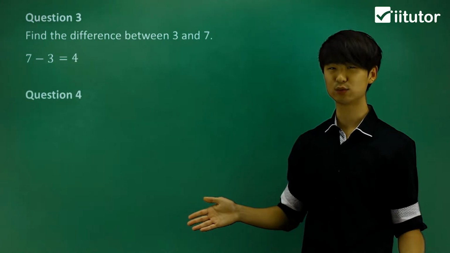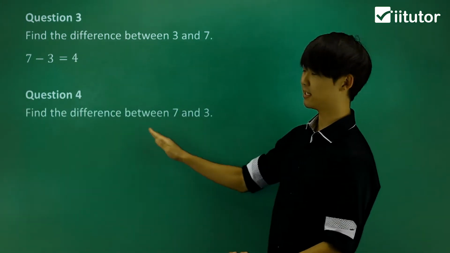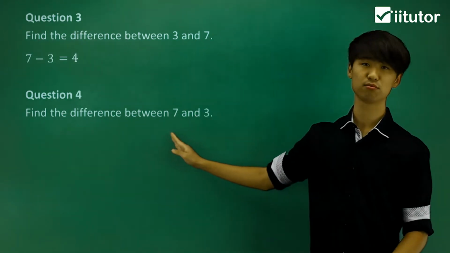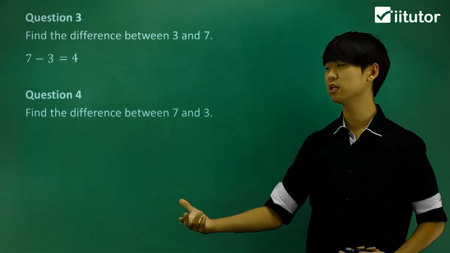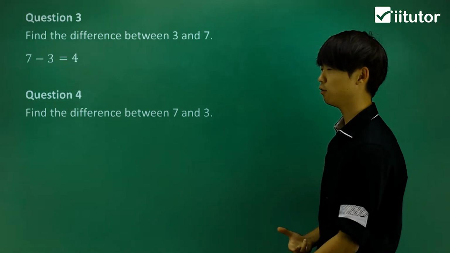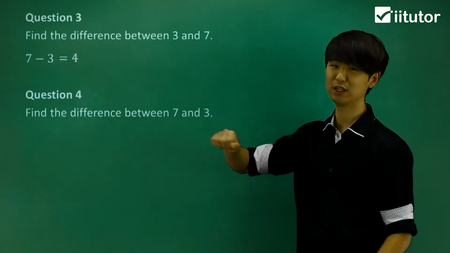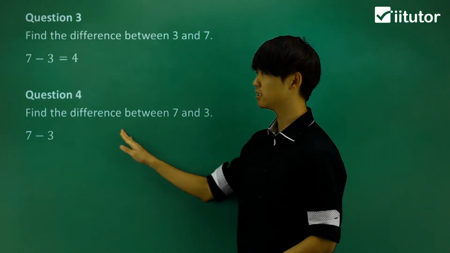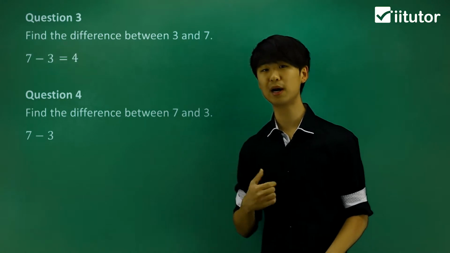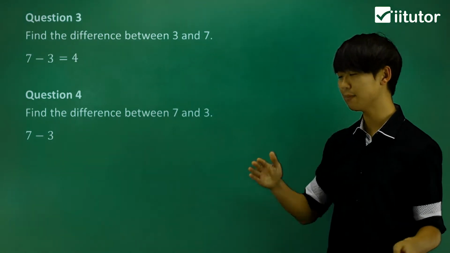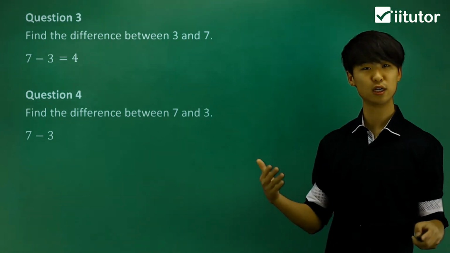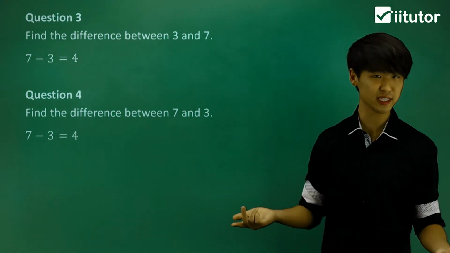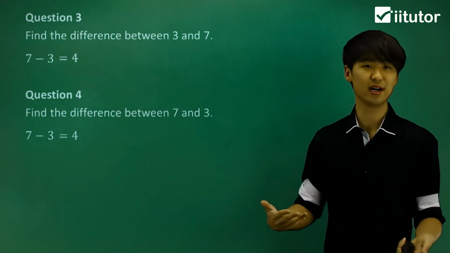The next one asks us to find the difference between 7 and 3. This was 3 and 7, but this is 7 and 3. Now I want you to think about it: is there going to be any different answer? Well, we are looking at difference, and we're going to consider 7 minus 3 again. When we consider difference, I want you to have the bigger number minus the smaller number, because we just want to know the difference between the two numbers. So in question 4, the answer is still 4. The difference between 3 and 7 and the difference between 7 and 3 are the same thing.